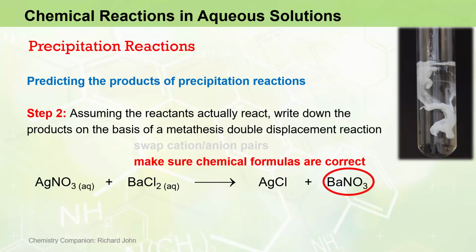But what about barium nitrate? Is this the correct chemical formula for barium nitrate? Barium is a group 2 metal. It forms a 2 plus ion. The nitrate ion is a 1 minus ion. These two ions will not come together in a 1:1 ratio.